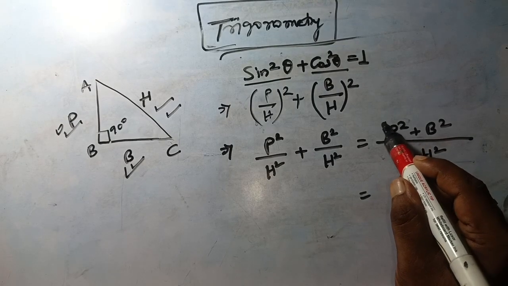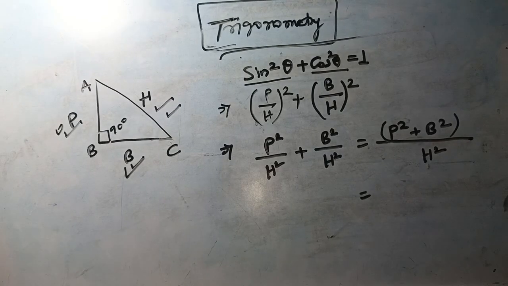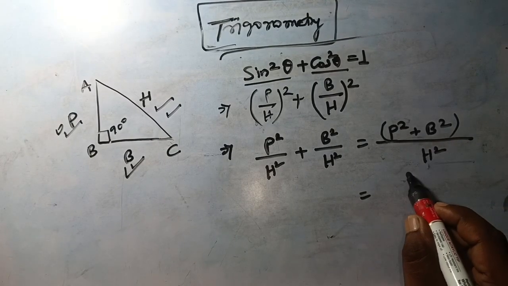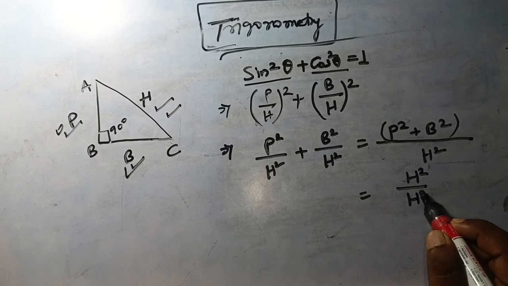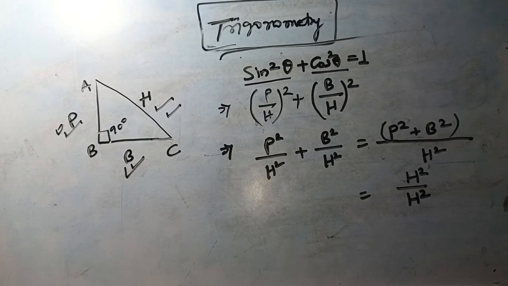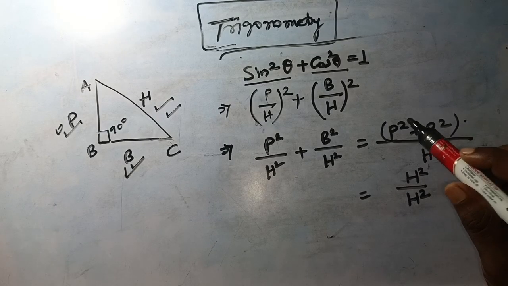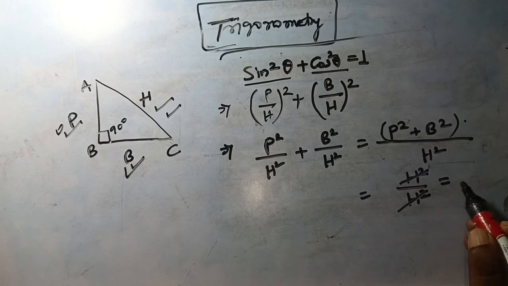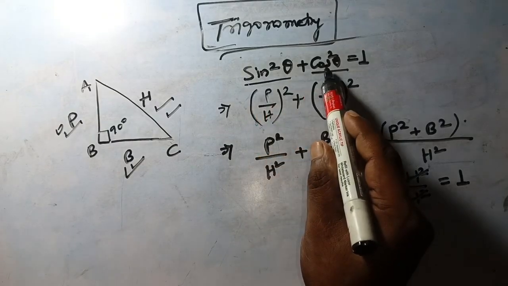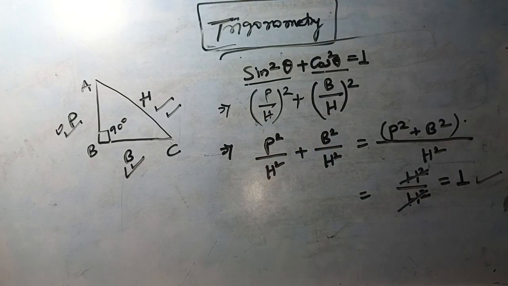So what is perpendicular square plus base square? It is equal to hypotenuse square, as we all know from the Pythagoras theorem, that hypotenuse square is equal to perpendicular square plus base square. So hypotenuse and hypotenuse will be cut and it will give the result as 1. So we have proved sine square theta plus cos square theta is equal to 1.